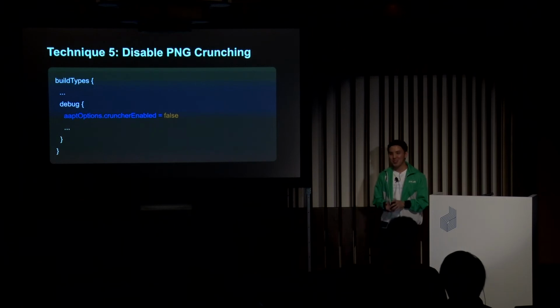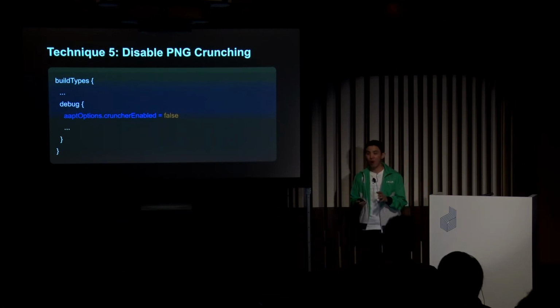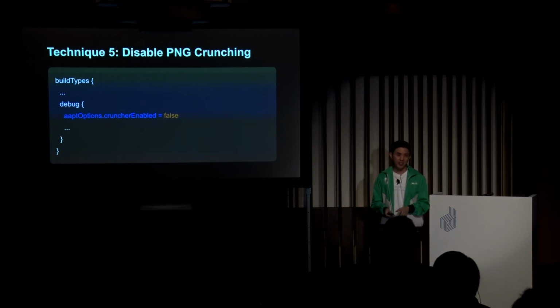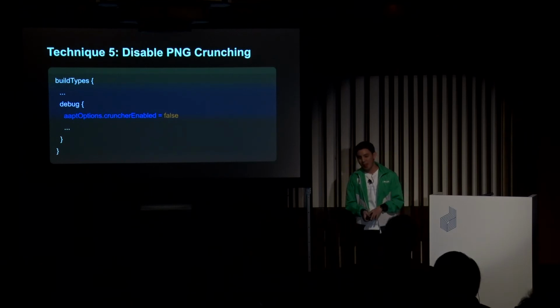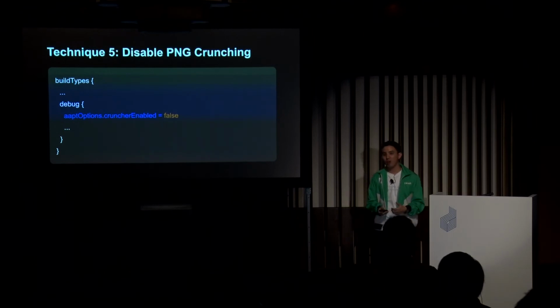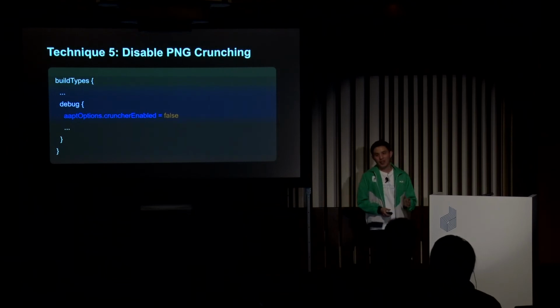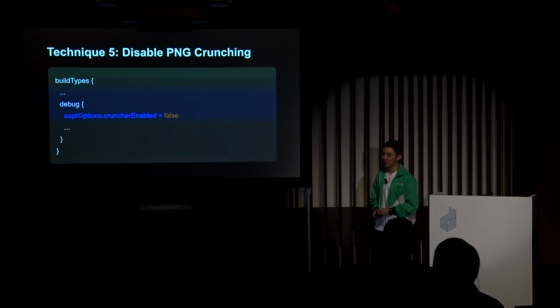Technique 5 is to disable PNG crunching. By default, AAPT in Android Studio will crunch all of the PNG files in your project. It's good for the release APK, right? Because your app will be smaller. But this process takes time to crunch all of the PNG files in your project. So to avoid it, you can specify the property on the screen and set it to false in the debug block in the Gradle file. So Android Studio and Gradle will skip crunching your PNG files in development.